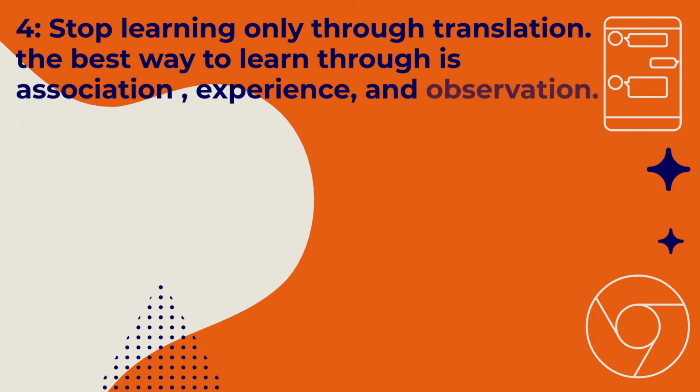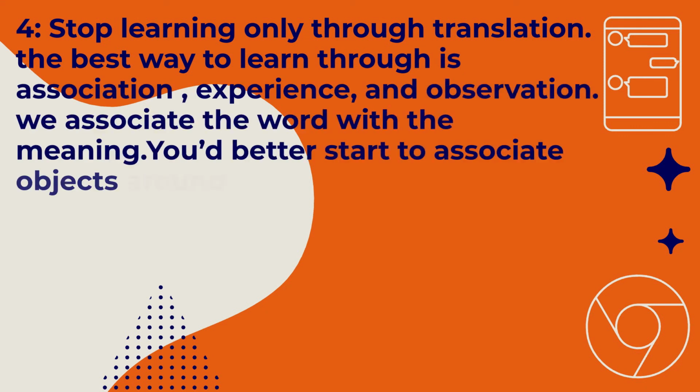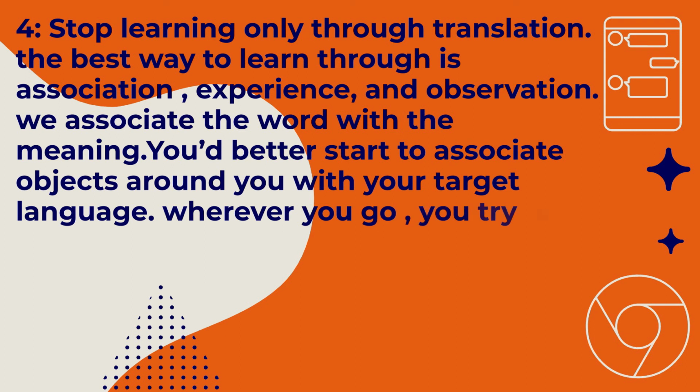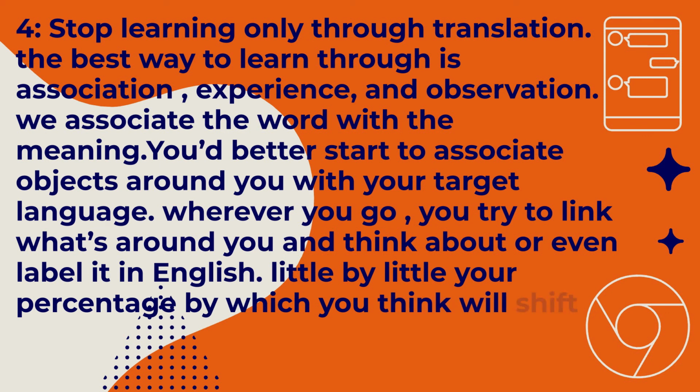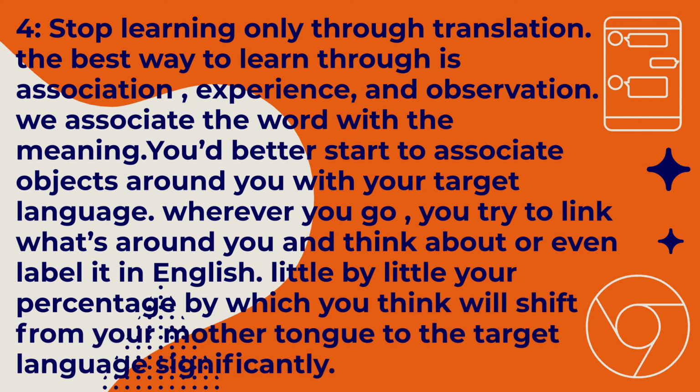Tip number 4. Stop learning only through translation. The best way to learn is through association, experience, and observation. We associate the word with the meaning. You'd better start to associate objects around you with your target language. Wherever you go, try to link what's around you and think or even label it in English. Little by little, the percentage by which you think will shift from your mother tongue to the target language significantly.